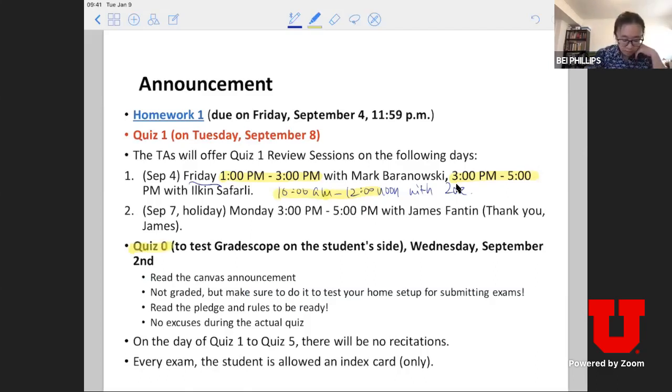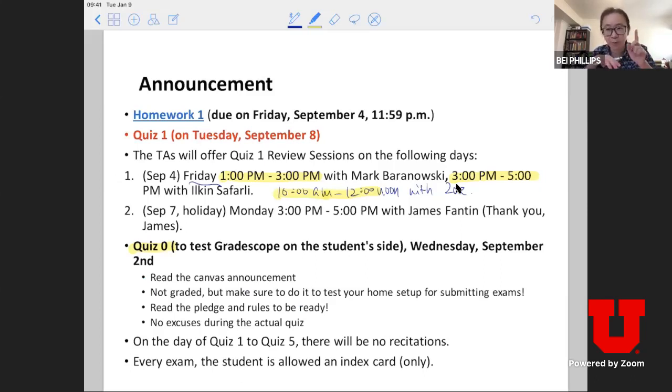The other very important part is quiz 0. We are going to release what we call quiz 0, a test quiz, for Wednesday, tomorrow, and it's going to duplicate exactly what will happen for quiz 1 next Tuesday. Quiz 0 will be released on Gradescope at 7:30 in the morning, and then Gradescope will close at 4 o'clock. When you log in, you have exactly 1 hour to complete that quiz.